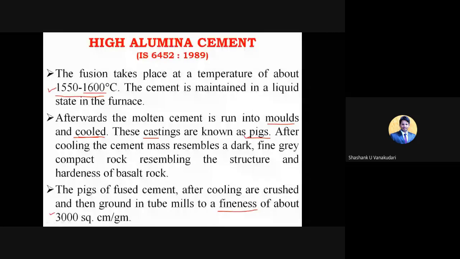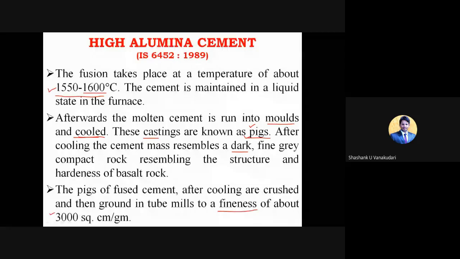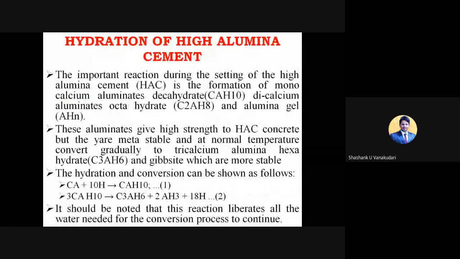And then after the cooling it is going to turn to a dark color, and after that they are going to crush those mold particles. Okay, so after crushing they should bring that one to a size of 3000 square centimeter per gram. So that one only we can call high alumina cement. That is how they are going to manufacture it.